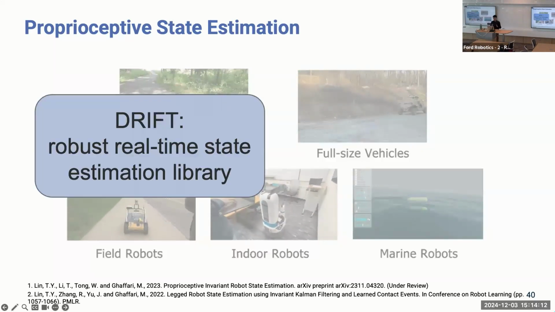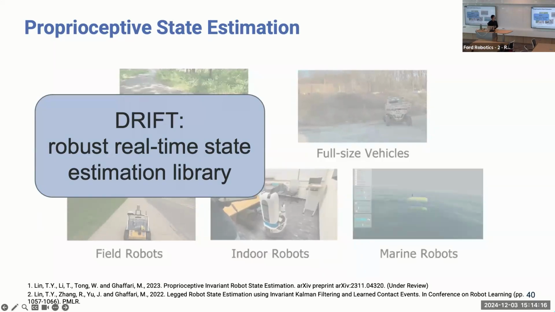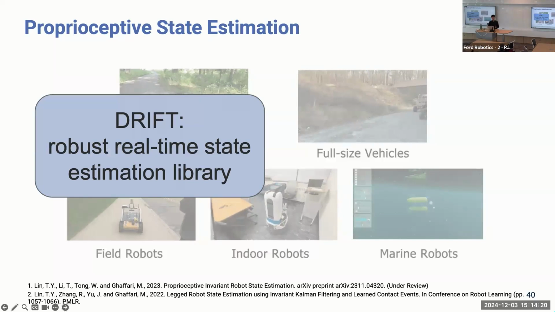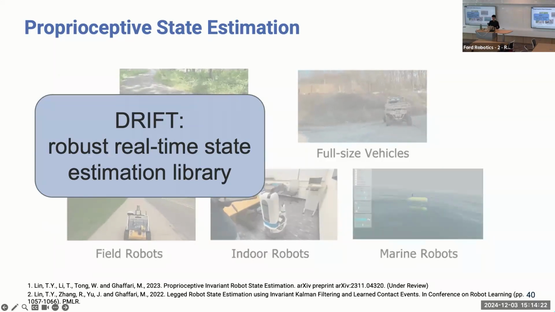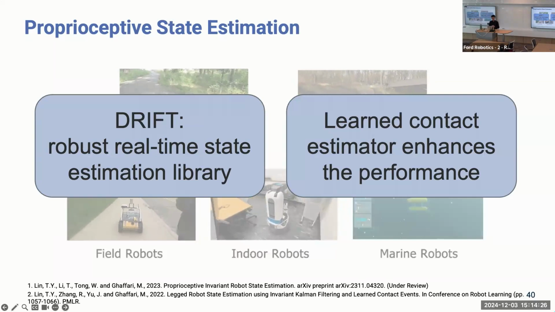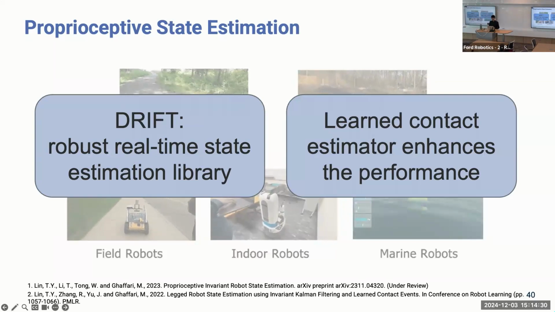So, just a brief summary of the first part. I talked about Drift, a robust real-time state estimation library that uses symmetry in the framework. I also talked about a learned contact estimator that can help us do the estimation on robots that do not have a contact sensor.